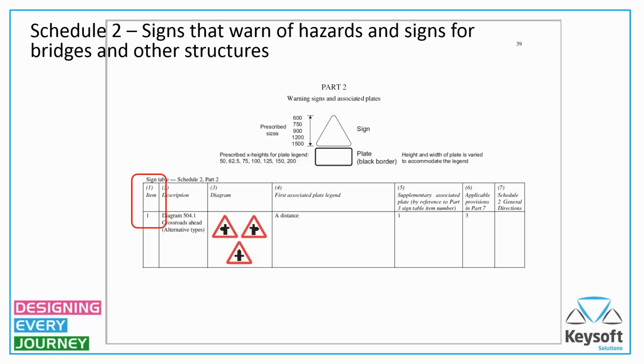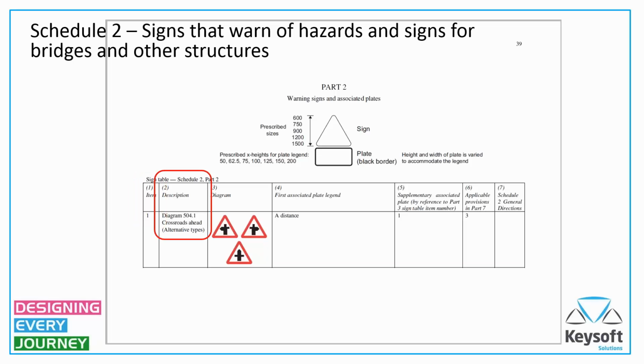So first of all, column 1 there, you've got the item number. Now that item number is quite important. They were going to rely almost entirely, I think, on the reference. So this would be Schedule 2, Part 2, Item 1, but the feedback from industry was very much to retain the diagram numbers there. But the item numbers are not redundant. If you notice across on column 5 on the right, then the text there in italics is supplementary associated plate, and in brackets by reference to Part 3 sign table item number. So those item numbers are actually cross-referenced within the statutory instrument itself.